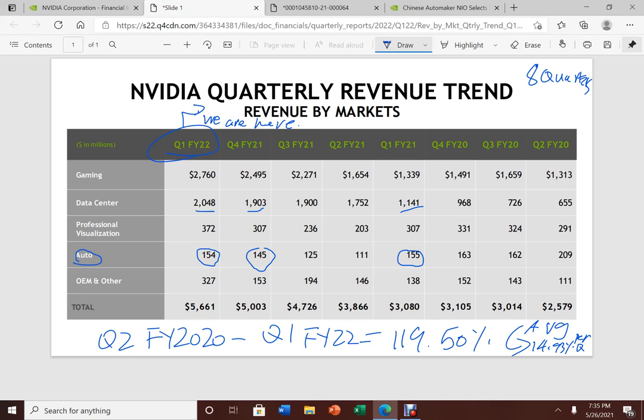So growth driver is GD. Gaming and data center, I see consistent growth. That's going to be their cash cow over here.